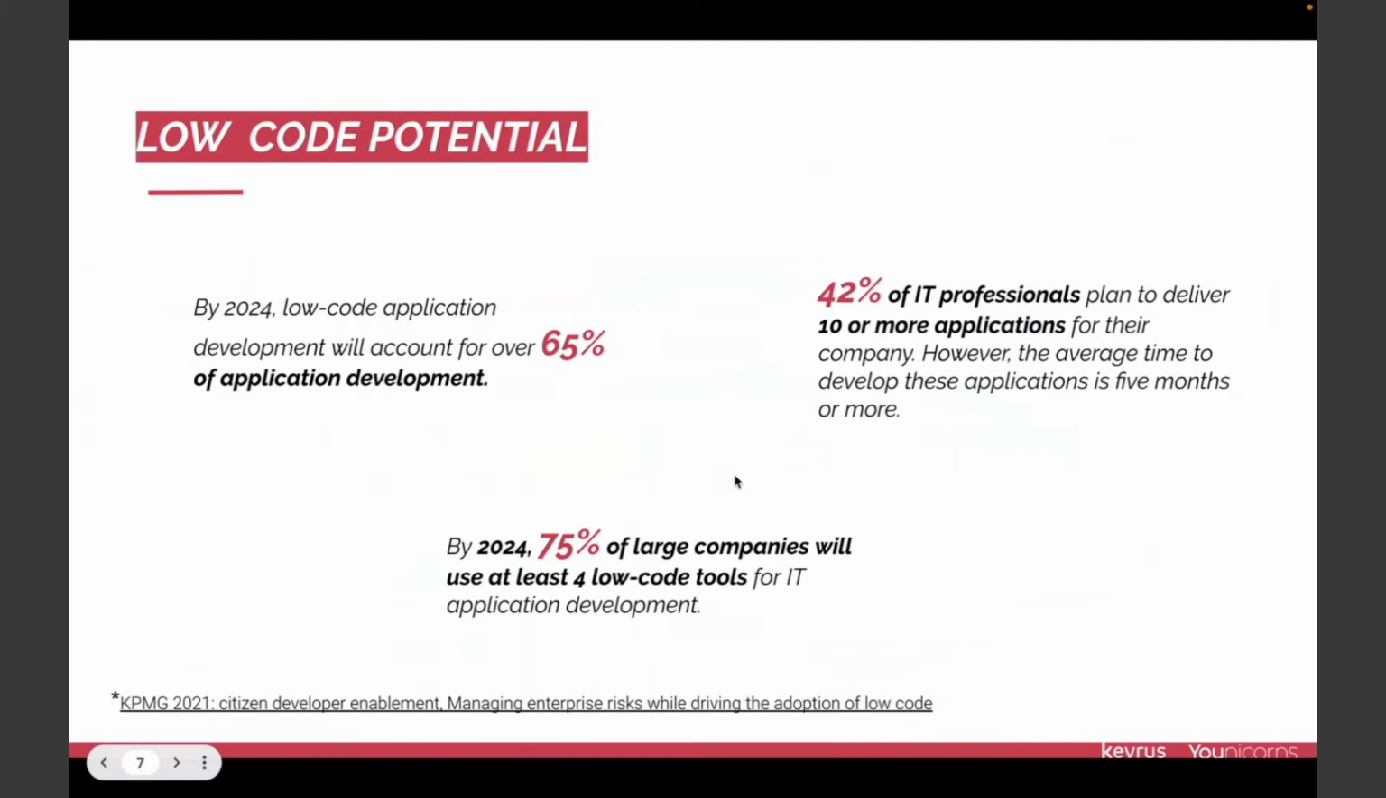Some are predicting 70% by 2025. Another interesting stat to keep in mind is that by 2024, 3 out of 4 large companies will be using at least 4 low-code tools. We saw a few logos before. A company could be using Microsoft Power Apps and at the same time Flutterflow and different solutions for IT application development.